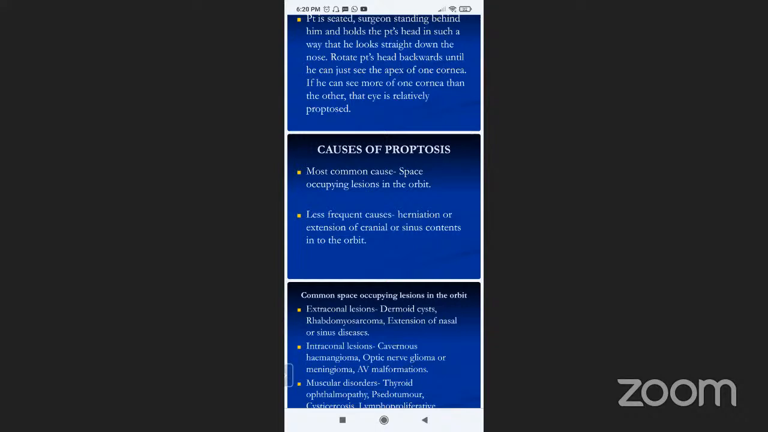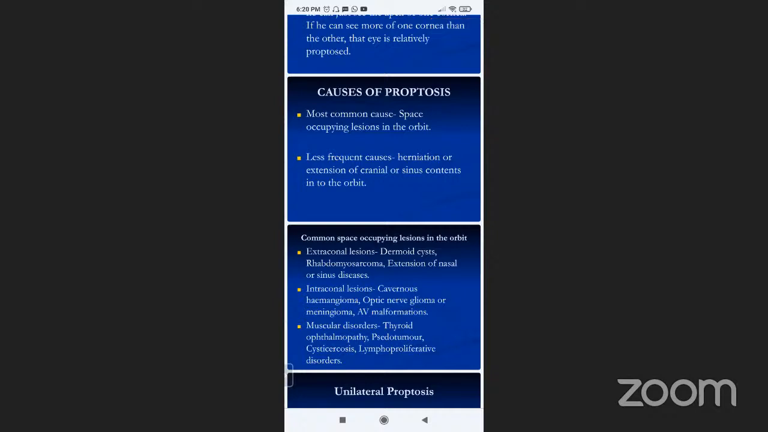So what are the common space-occupying lesions in the orbit? These lesions can be classified as either intraconal lesions, that is, lesions occurring within the muscle cone, the four recti and the intermuscular septum, or extraconal, meaning outside the muscle cone, that is, within the peripheral space.